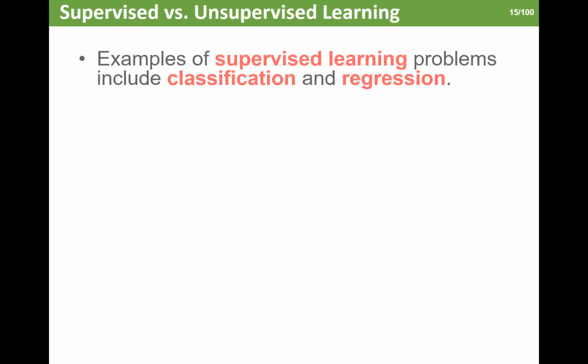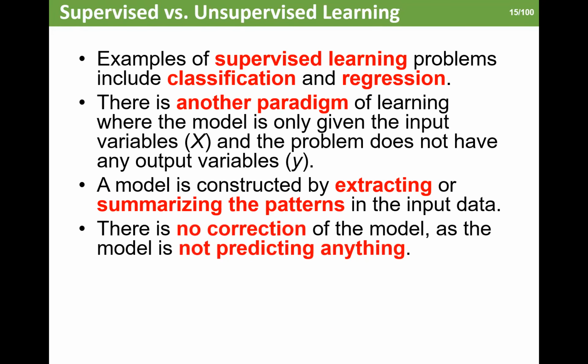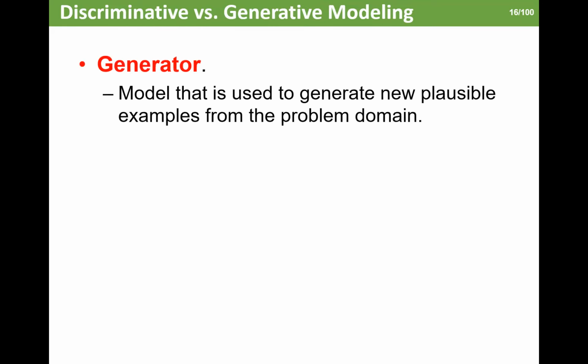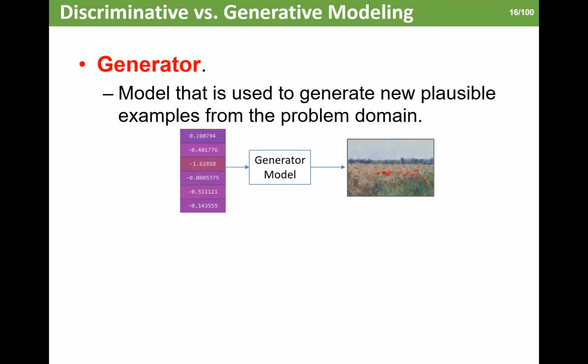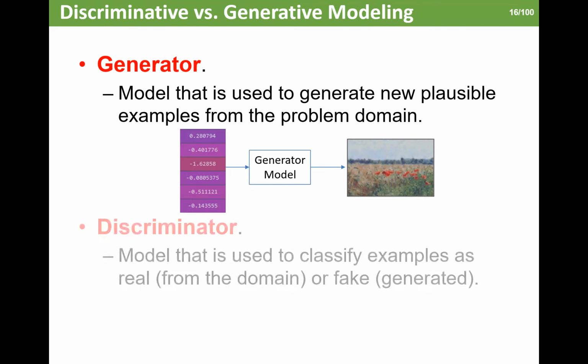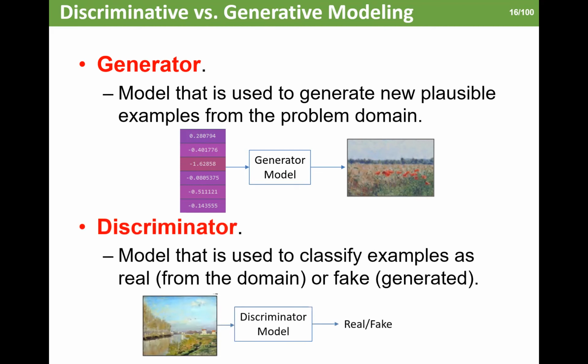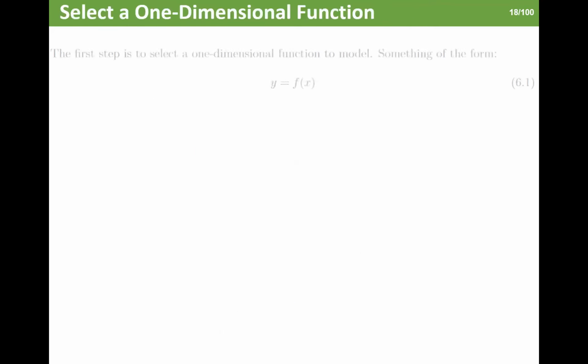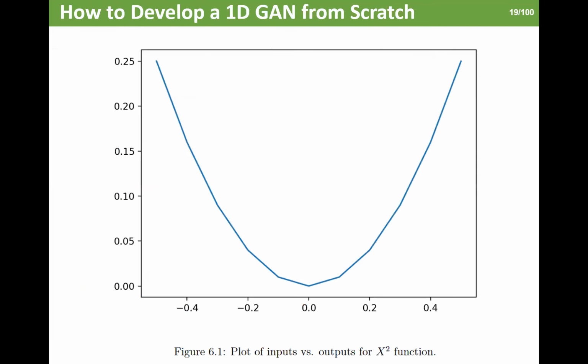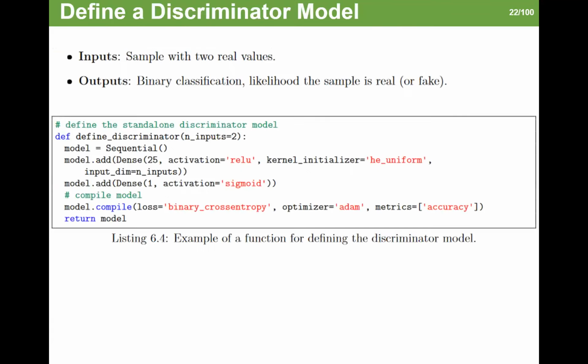So if we go down, supervised versus unsupervised, there's no correction. The generator model takes some input, a vector. It's just numbers, and somehow it generates a beautiful painting. And the discriminator has to decide, is this real or a forgery?